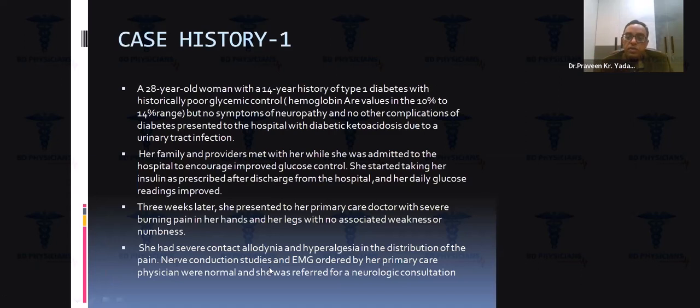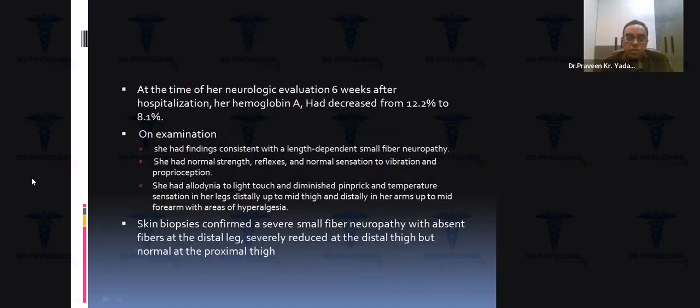And the nerve conduction and the EMG is ordered, the standard nerve conduction test, and this is found to be normal. And then the patient is referred to a neurologist. At the time of the neurological evaluation, that is 6 weeks after hospitalization, the HbA1c has been reduced from 12.2 to 8.1%.